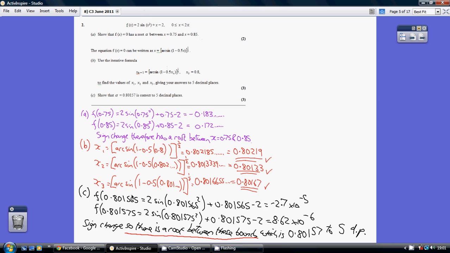You plug that into the formula, and one of them would be a tiny negative, the other would be a tiny positive. So again, that proves there's a sign change, so there is a root between these bounds. So copy out that sentence to just formally tidy part C up.